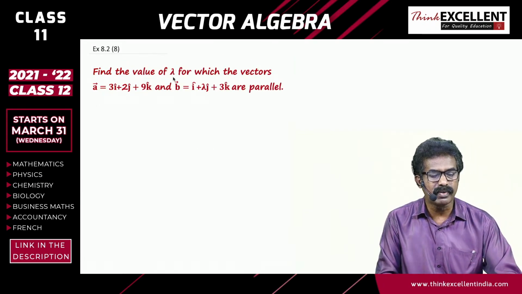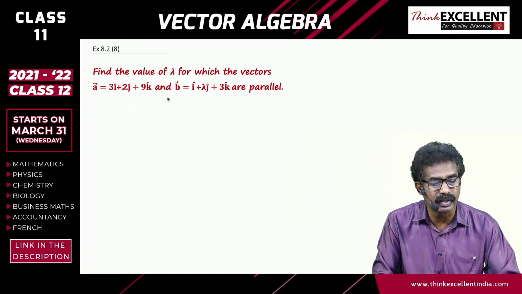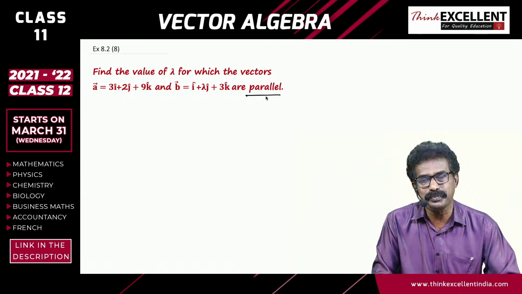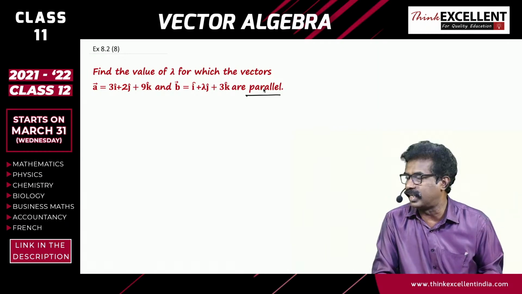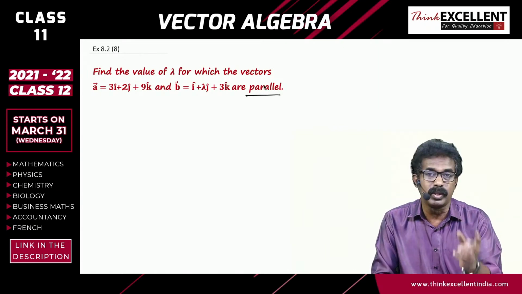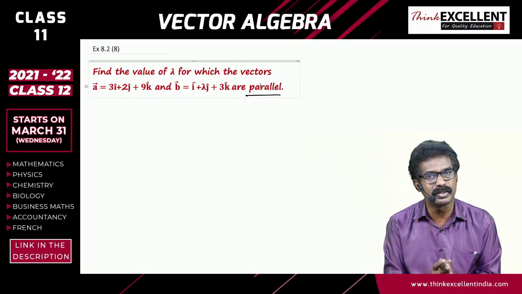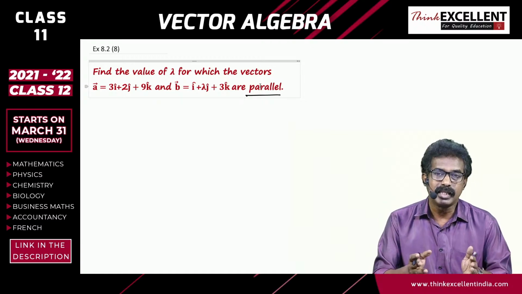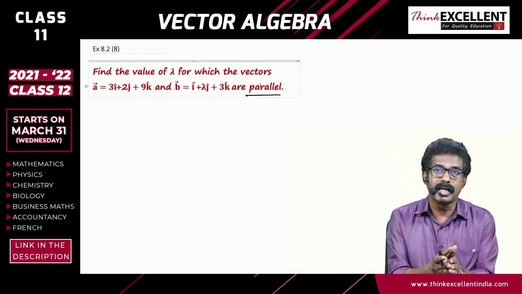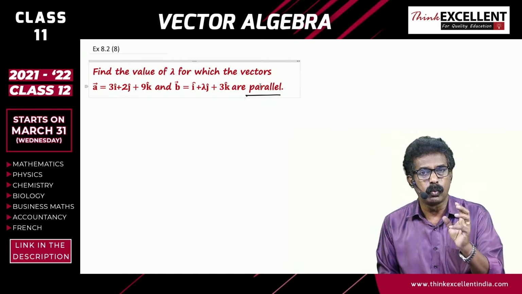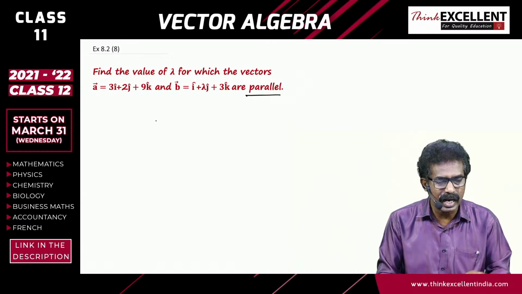Find the value of lambda for which the vectors are parallel. Parallel, another name collinear, right? Parallel, or we call it as collinear. Collinear definition, how to prove, also explained. What's the definition of collinear? They lie in the same line or parallel. How can you prove? One vector is a scalar multiple of another vector.